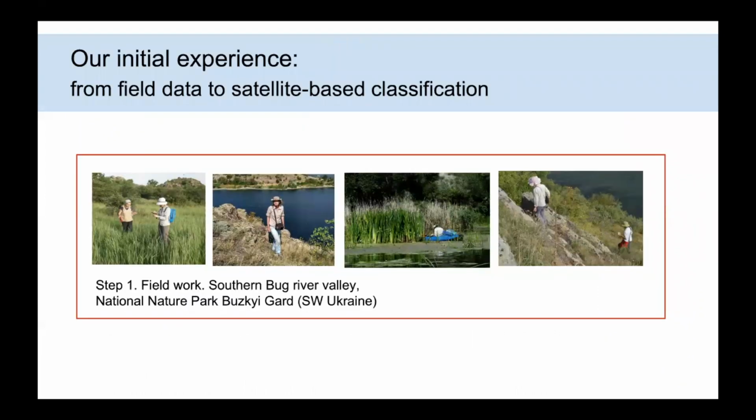First of all, I want to tell you briefly the story of how this project started. The story began from the moment when I faced the need to do habitat mapping of the Buzkyi Gard National Park, where I have been working for 3 years. Our initial goal was to obtain a high-resolution map of habitat types for the national park territory, and we started from the field mapping and then switched to satellite imagery classification with machine learning methods.